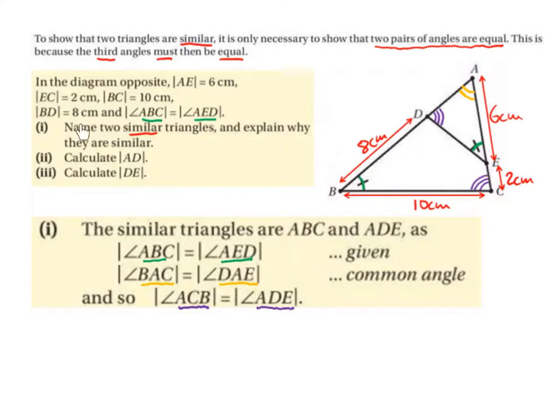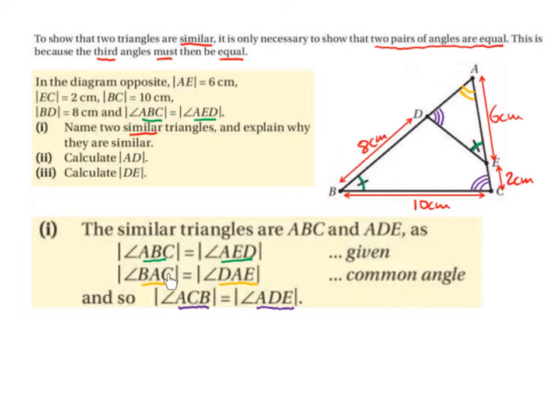So we're going to start off by naming two similar triangles and explain why they're similar. So the similar triangles are going to be ABC, the large triangle itself, and ADE, the smaller triangle that's inside the bigger triangle, as the angle ABC is equal to the angle AED, so that was given to us already, so they're done in green.